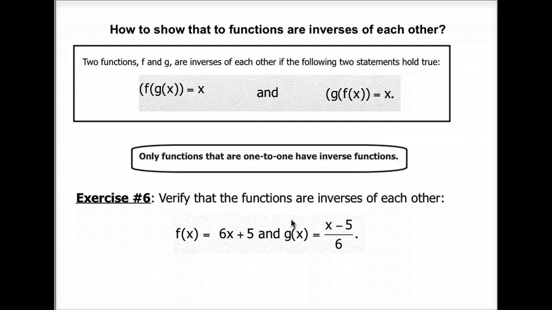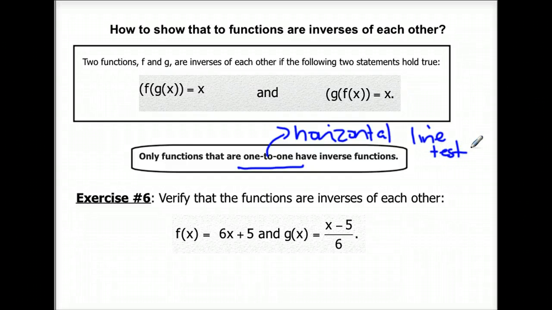How do we show that functions are inverses of each other? Two functions f and g are inverses of each other if the following statement is true: f of g of x is equal to x and g of f of x is equal to x. Only functions that are one-to-one have inverses. And remember, to check if they're one-to-one, we need to do the horizontal line test.